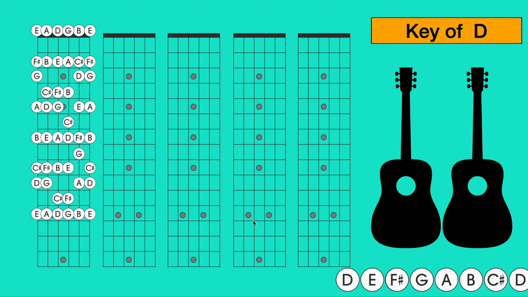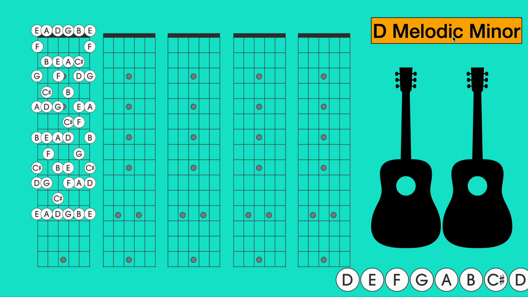Let's take a look at the key of D. This is D major on the guitar. If we understand our fretboard here, turning this into a melodic minor system would simply be to replace the F sharp with the F, and then we have a D melodic minor system here. If we look at just the D string, D, E, F, instead of F sharp, G, A, B, C sharp, D, we have whole step, whole step, whole step, whole step.